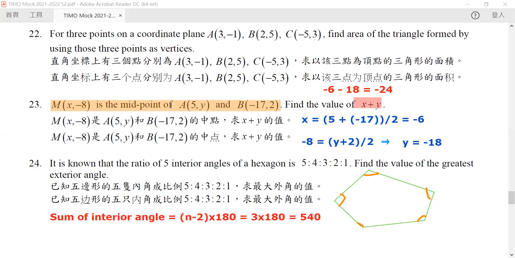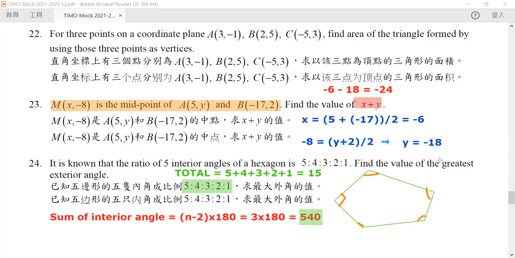Yes, right? Now we know that the sum of it equals 540, but we know that the ratio is 5 to 4 to 3 to 2 to 1. So it means that one angle takes 5 parts, the other takes 4, one takes 3, and 2, and 1. So how many parts are there in total? The total will be equal to 5 plus 4 plus 3 plus 2 plus 1, which is equal to 15. So if we divide this 540 into 15 parts, we know that the angles will be of 1 part, 2 parts, 3 parts, 4 parts, and 5 parts. Now, here comes my question.